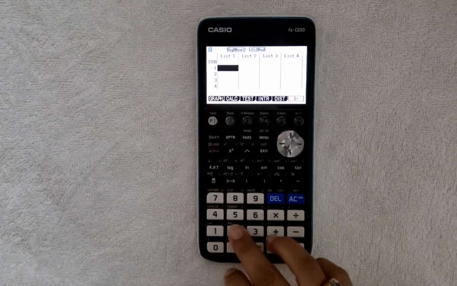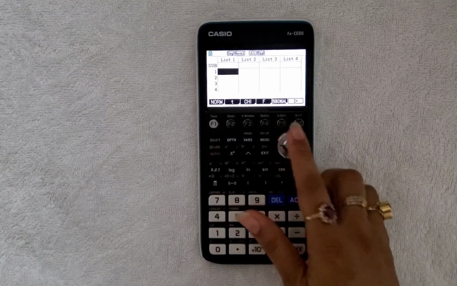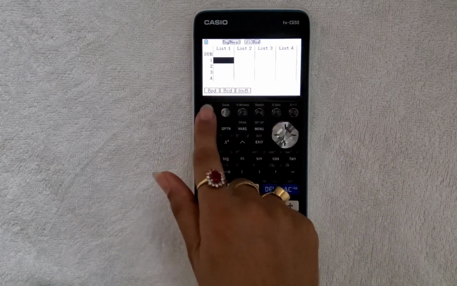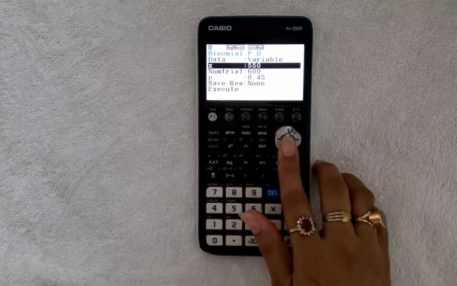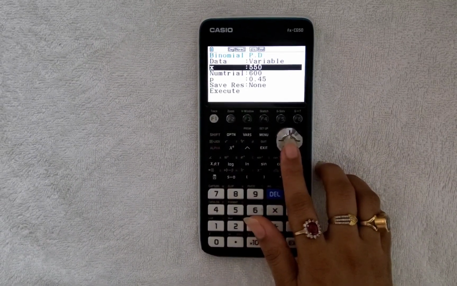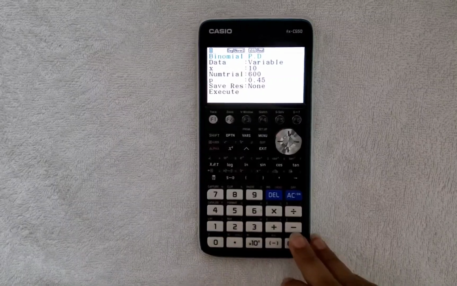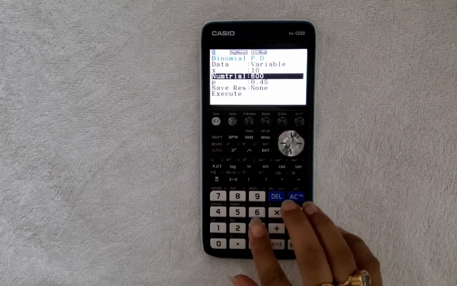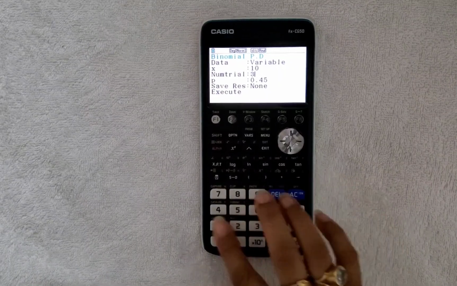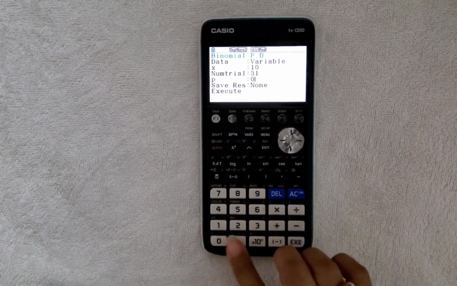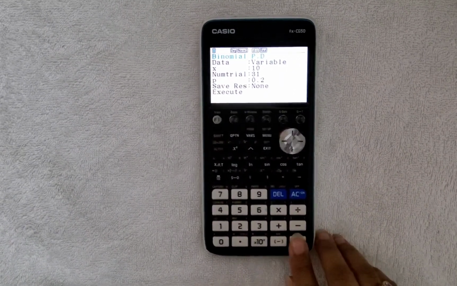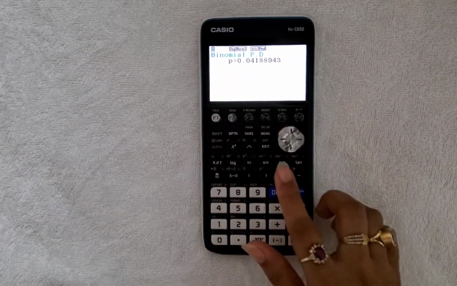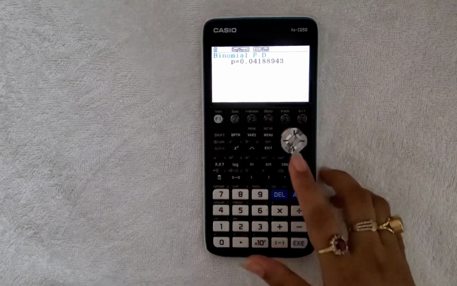So now let's see how to solve. We will go into statistics, distribution. We are talking about binomial, so we'll press binomial. Now we are talking about BPD, so I will press F1. Now x is when it rains on exactly 10 days, so I will put x as 10. Num trials: there are a total of 31 days in May, so I will write 31 here, and the probability is given to me as 0.2. Execute, and then we will press F1 to see the probability. So this will be your answer.